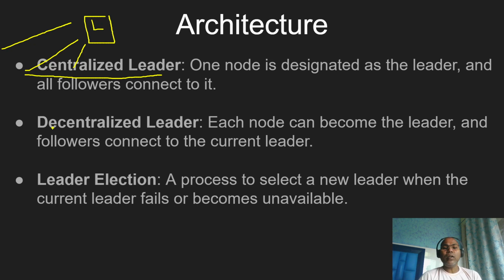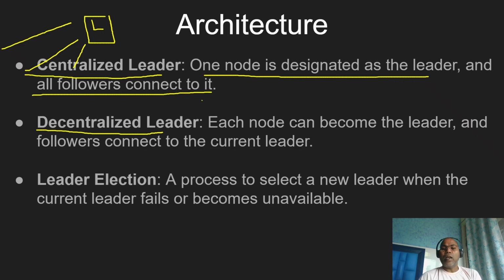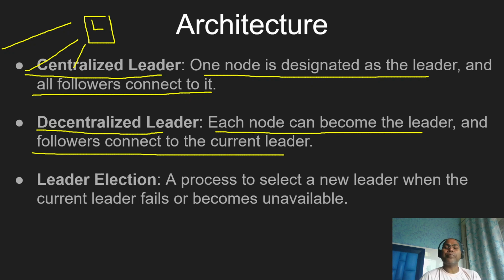Okay, and one is the centralized leader. That means one node is designated as a leader and all followers connect to it. Another is the decentralized leader, meaning each node can become a leader, and followers connect to the current leader.